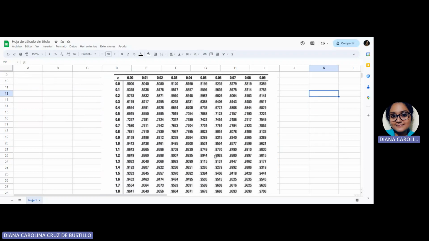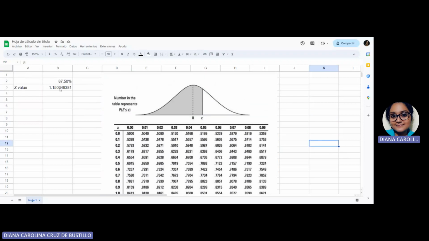So 87.5%, 87.49. If you see, the closest value is this one, right? That is 1.15, because it's 1.1 plus the value that is up here. So it's this one, this one, this one. If you go up, it's 0.05, and if you go left, it's 1.1. So it would be 1.15, which is very close to what we got using the formula.